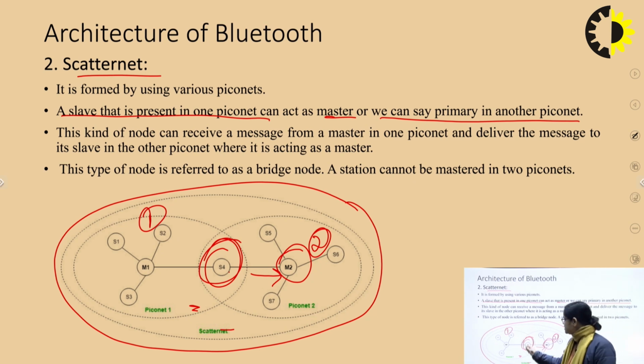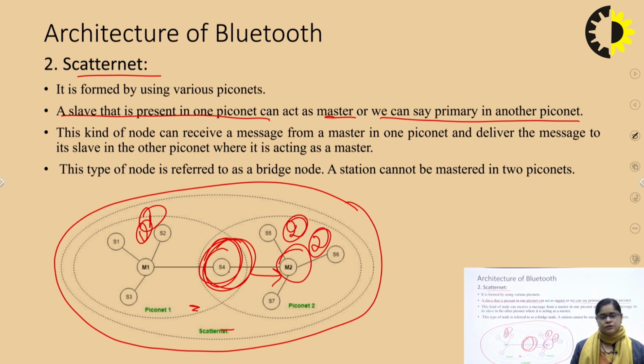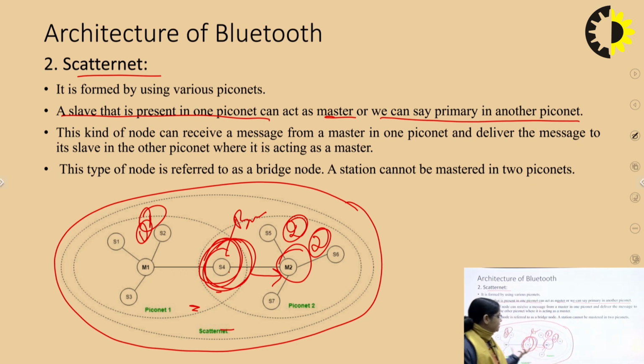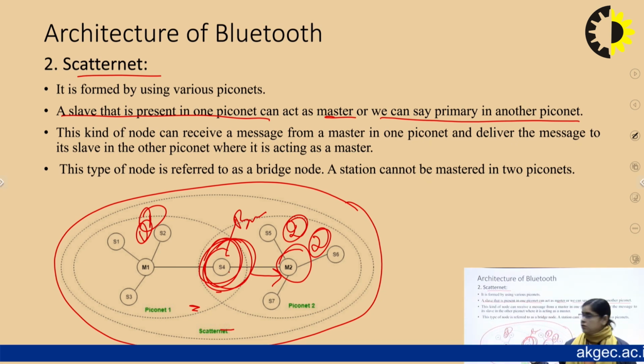Now, this slave is acting as a master to this first piconet and this second piconet. So there is communication between the two nodes through this slave. This S4 is acting as a master. This type of node is known as a bridge node because it is acting as a bridge. A station cannot be master in two piconets. So this is a form of the scatternet.